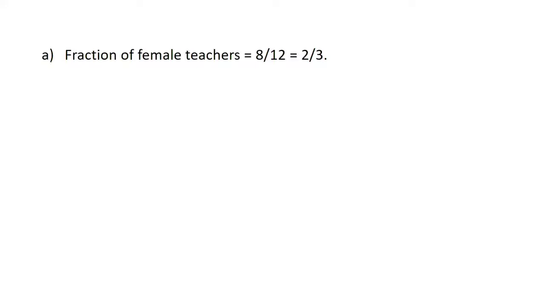So in A, if you have 8 female teachers and you have a total of 12 teachers, then the fraction of female teachers is 8 divided by 12. But then you realize that 8 and 12 have common factors, isn't it? 2, for example, is a common factor, but 2 is not the highest common factor. The highest common factor is 4. And therefore, you divide 8 and 12 by 4, and you will end up with 2 over 3 as the fraction of female teachers at the school. That is the fraction of female teachers in its simplest form.